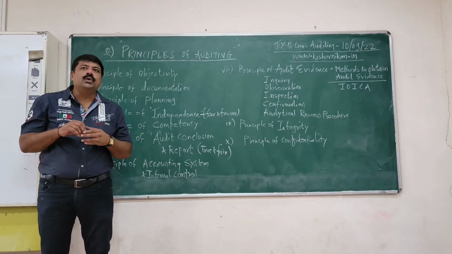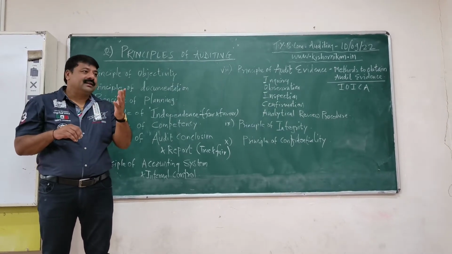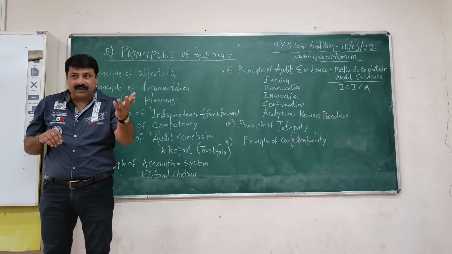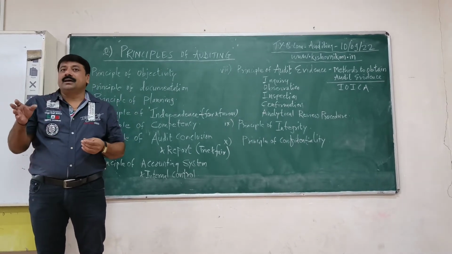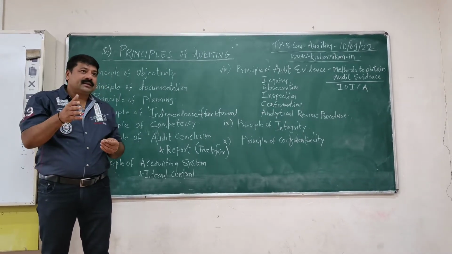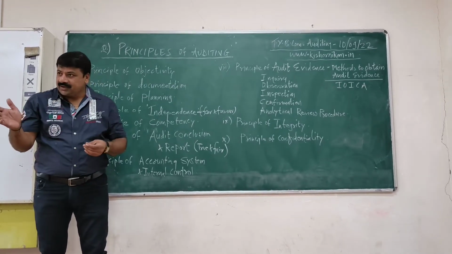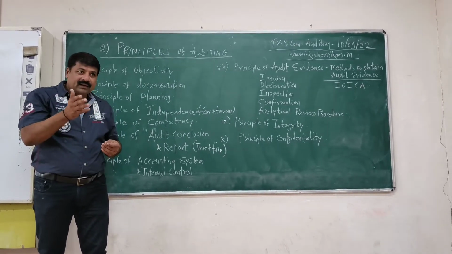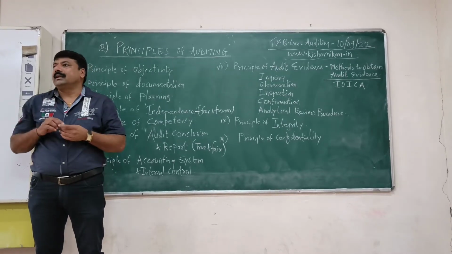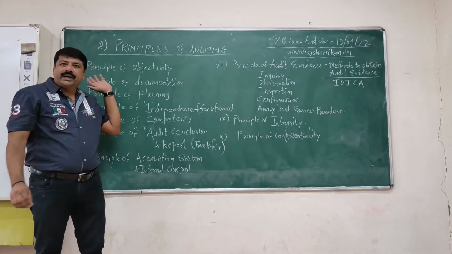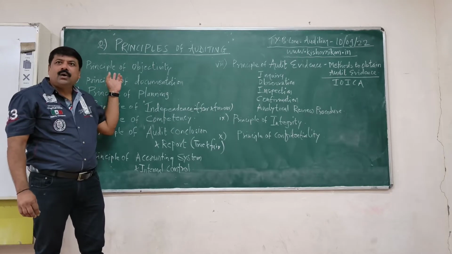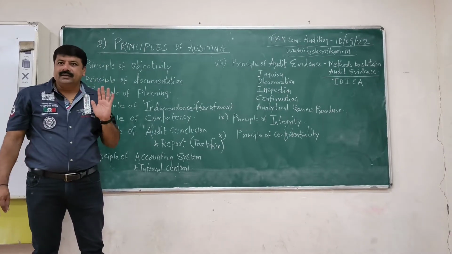In the last lecture I told you different types of audits are there: internal audit, external audit, statutory audit, government audit, interim audit, minor audit, cash audit, cost audit, balance sheet audit. Okay, n number of audits are there. We are talking about statutory audit, statutory or external audit, minor audit, you can say.